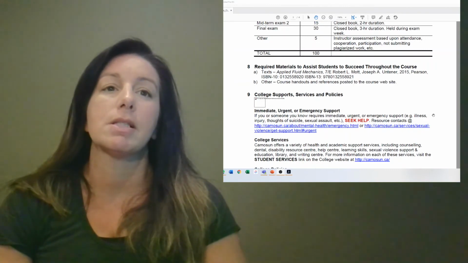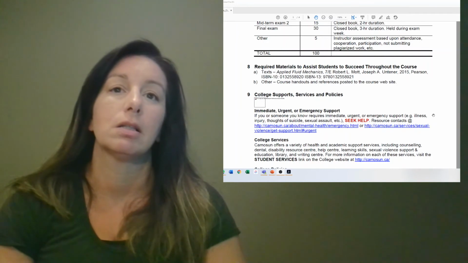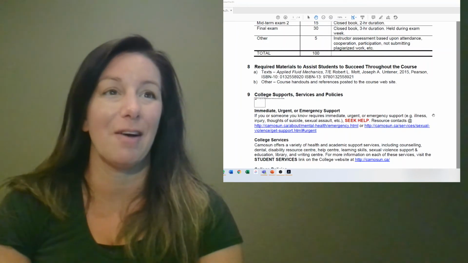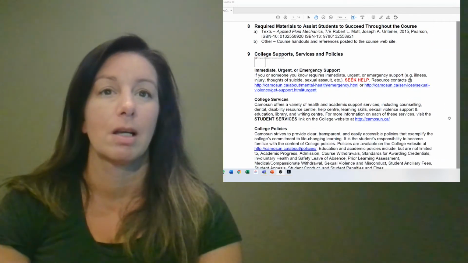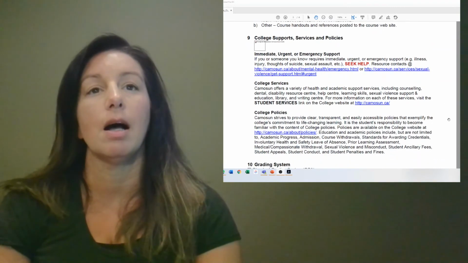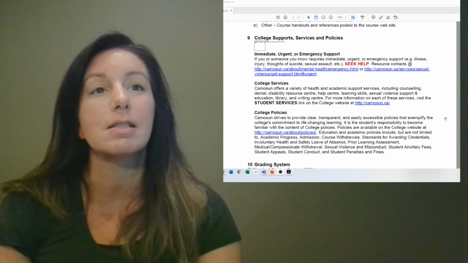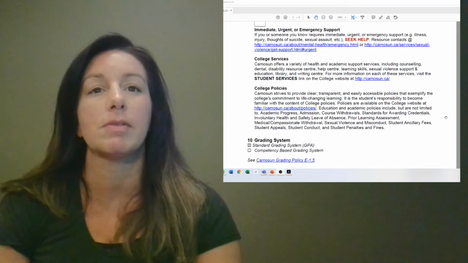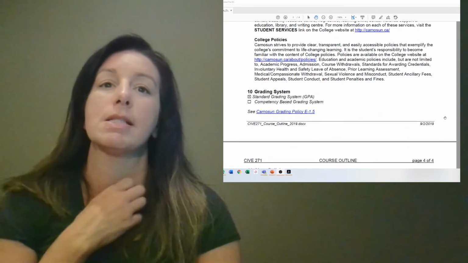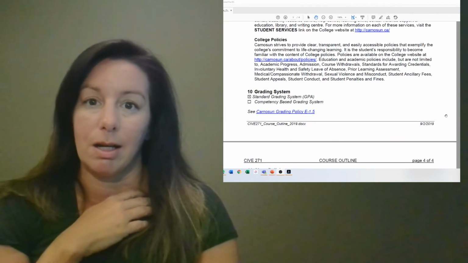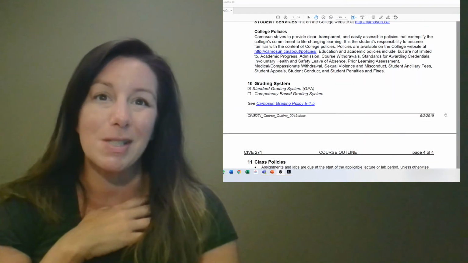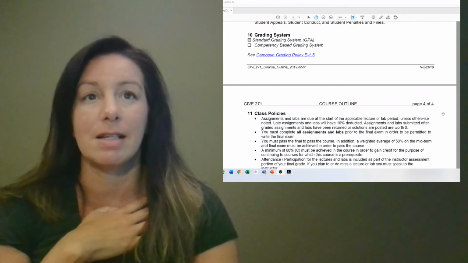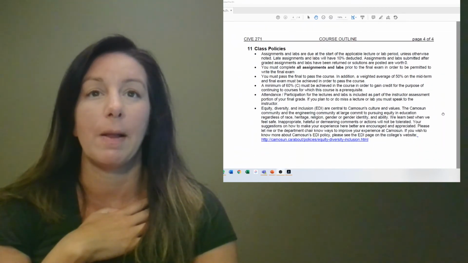College support services and policies. So I've got a little empty square there. I'll update this outline and put it up there. So there's immediate, urgent, emergency support, different college services, college policies. Since it's your second year attending, I assume you know most of this stuff already. Grading system, it's just a standard grading system you're familiar with.